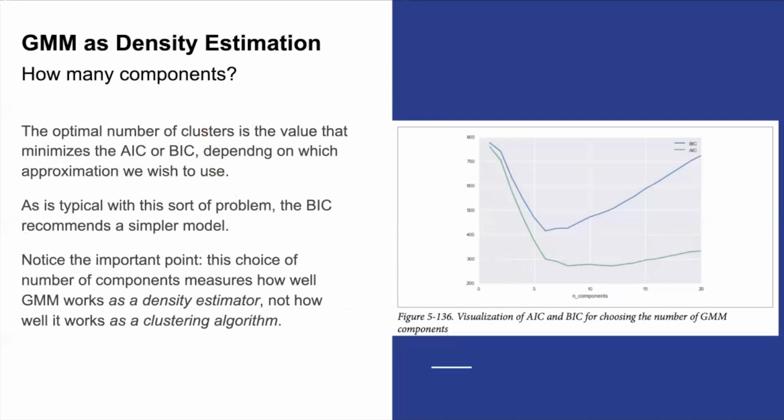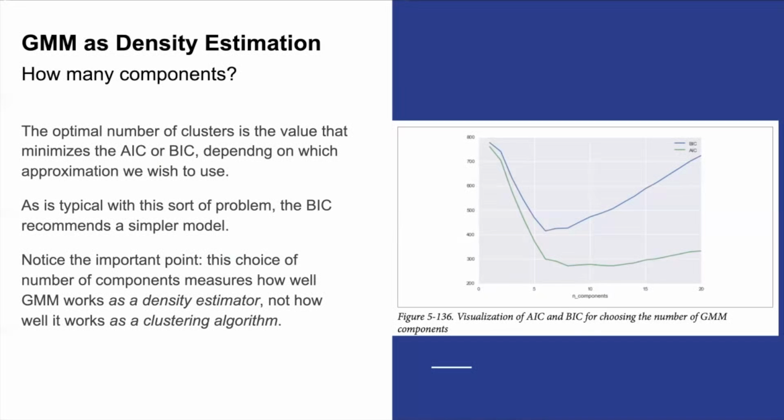The optimal number of clusters is the value that minimizes the AIC or BIC, depending on which approximation we wish to use. The AIC tells us that our choice of 16 components was probably too many. Around 8 to 12 components would have been a better choice. As is typical with this sort of problem, the BIC recommends a simpler model.